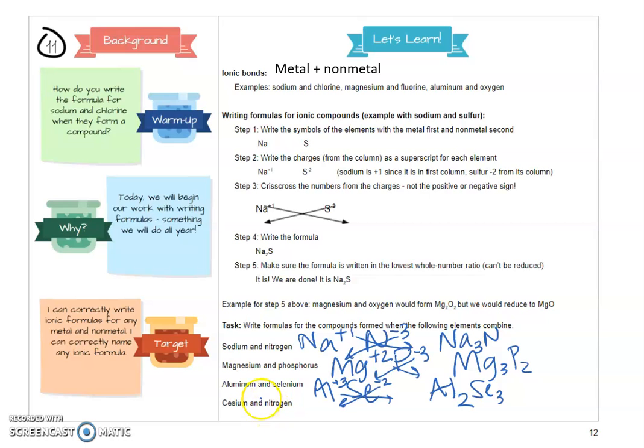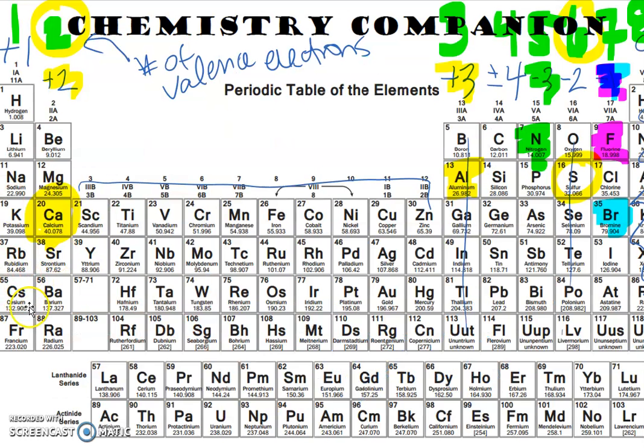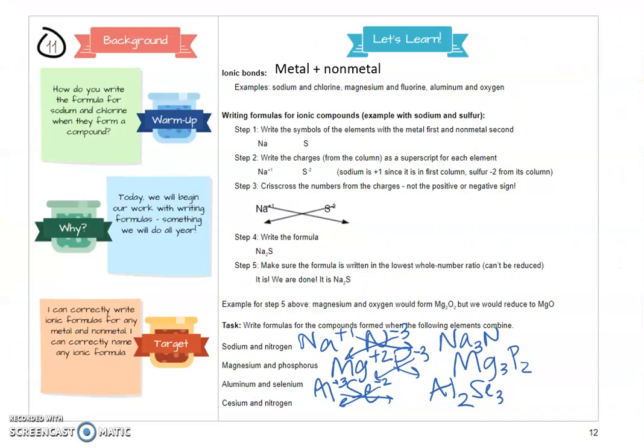Cesium and nitrogen, okay? So it's the last example, we're going to practice the formula writing. So cesium is Cs plus 1. And then the next one is nitrogen, which we did before, N minus 3. Okay? So I'm going to write cesium, Cs plus 1, nitrogen minus 3, crisscross, show my arrows, Cs3N. A 3 and a 1, so I'm done.